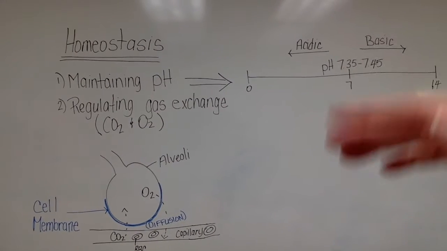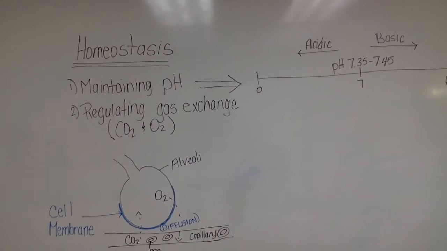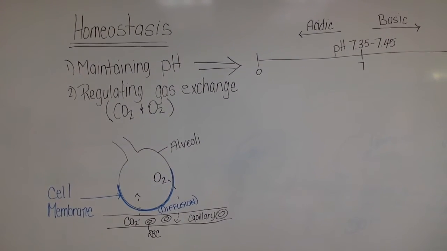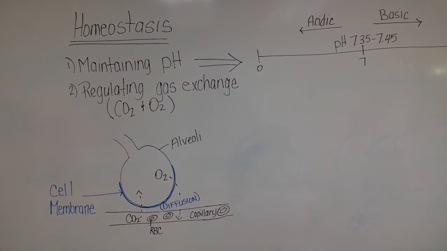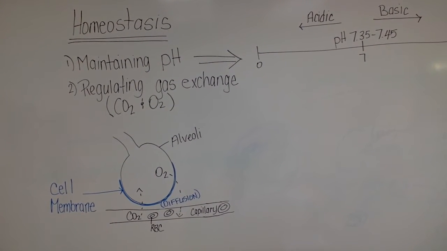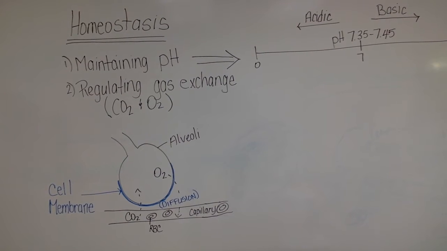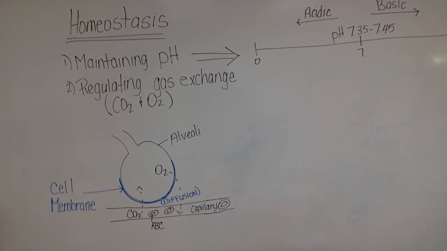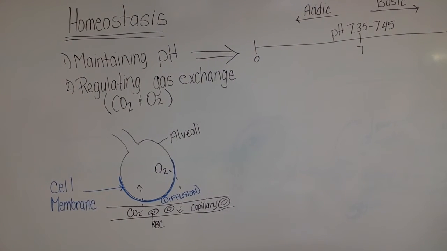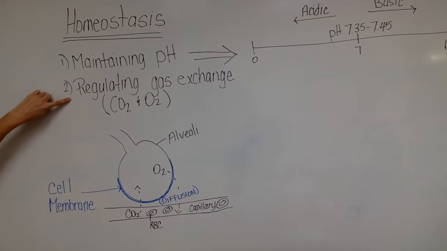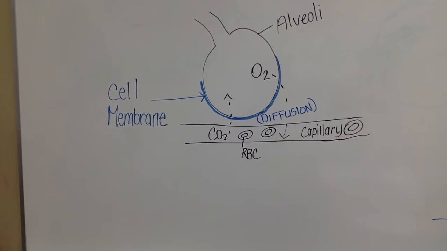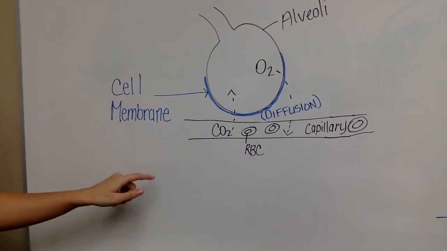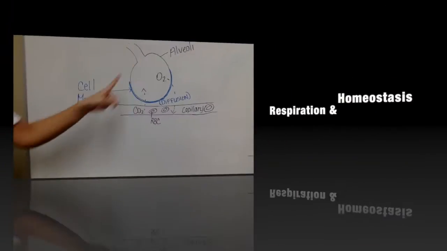The two most important processes in maintaining homeostasis are maintaining pH and regulating gas exchange. Maintaining pH is important in the plasma to keep between the normal range of 7.35 to 7.45. If you step outside this range, homeostasis will be altered. In gas exchange, the regulation is important for maintaining homeostasis. In regulation of gas exchange, we are talking about the carbon dioxide and the oxygen diffusing through the alveolar cell membrane, which will be explored further.